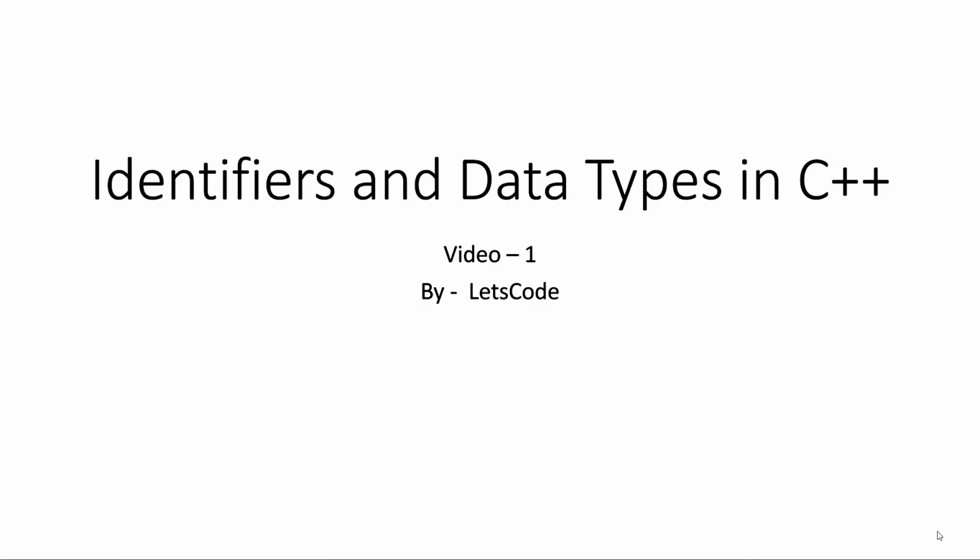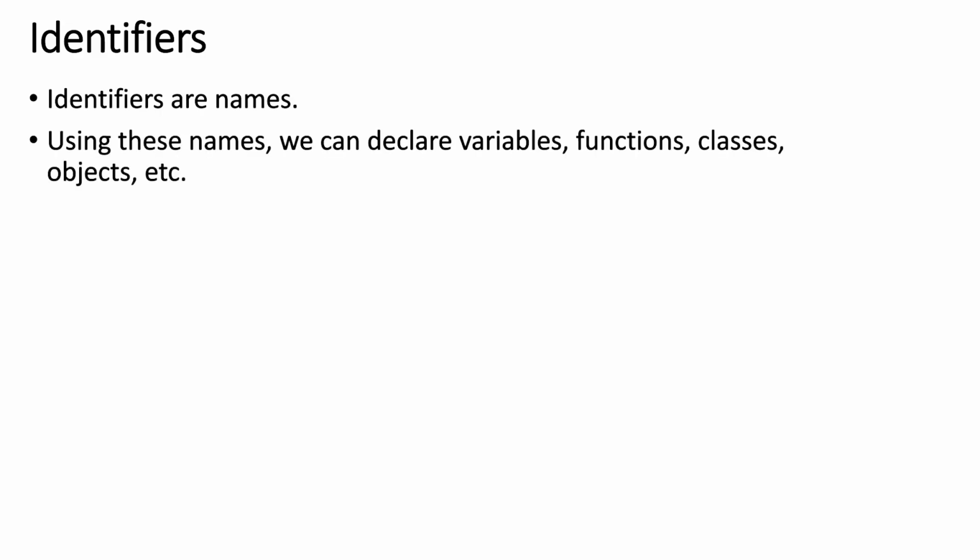Today in this lecture we are going to see identifiers and data types in C++. So let's begin. What are identifiers? Identifiers are names. Everything in this world has some name, right? So these names are nothing but the identifiers. Using these identifiers, we can declare variables, functions, classes, objects, etc. We are going to see what these are in the subsequent videos.